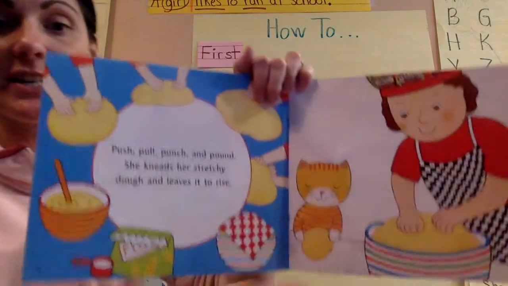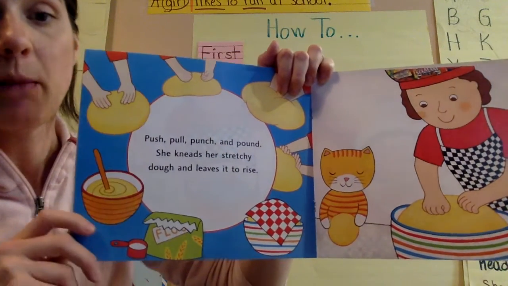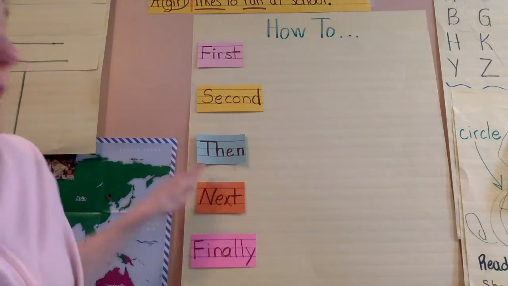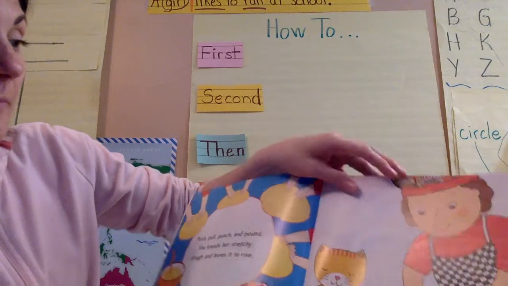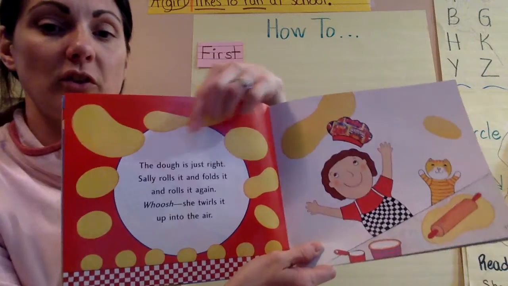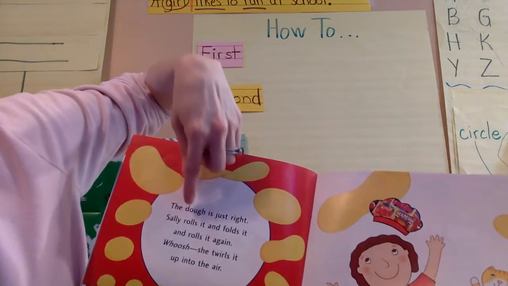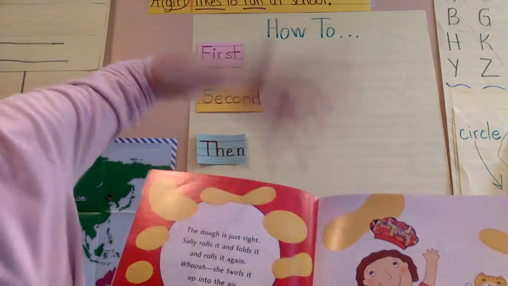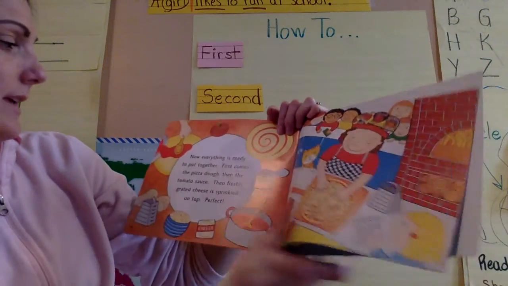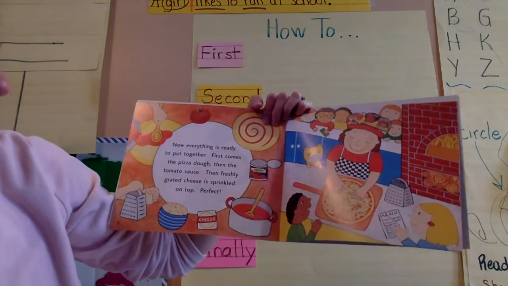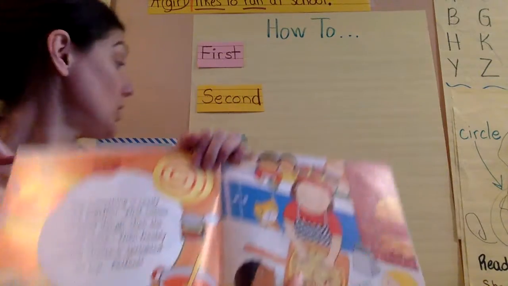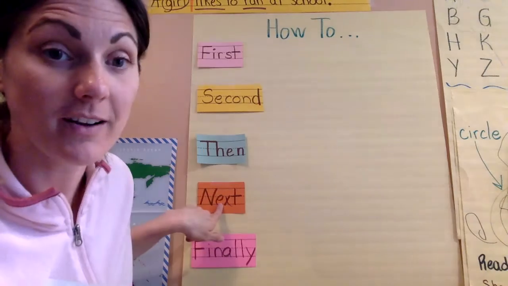It looks like here she's kneading the dough, right? She's pushing and pulling and punching and pounding on the dough. Okay, so we could say, then she kneads the dough, right? She also makes it into a, she rolls it and folds it and rolls it again, and then whoosh, she twirls it up into the air to make that pizza. Okay. And she says now everything is put together. So she has the dough, the tomato sauce. Next she puts on the cheese.